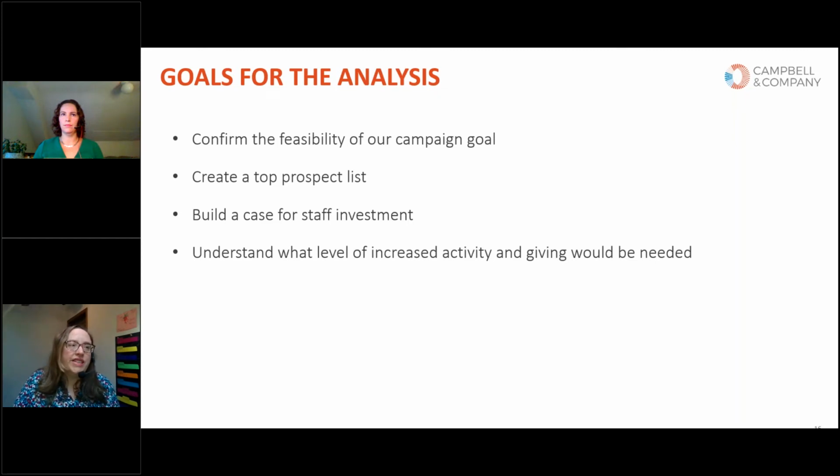We've also needed to understand what level of increased activity and giving would be needed. In other words, we have a group of very, very deeply committed donors, mostly on our board of directors, who give major gifts and for whom we are their top priority or one of their top 3 priorities. I also expected that we had a lot of other people where we had not scratched the surface of their potential. And I wanted to know what kind of giving increase we will need to see from those people in order to achieve that $80 million goal.